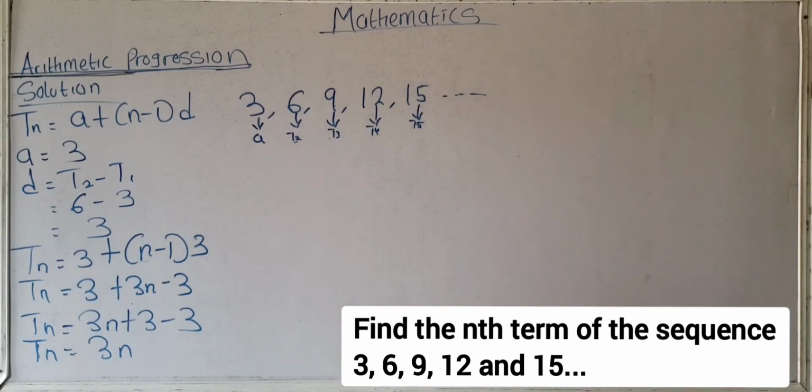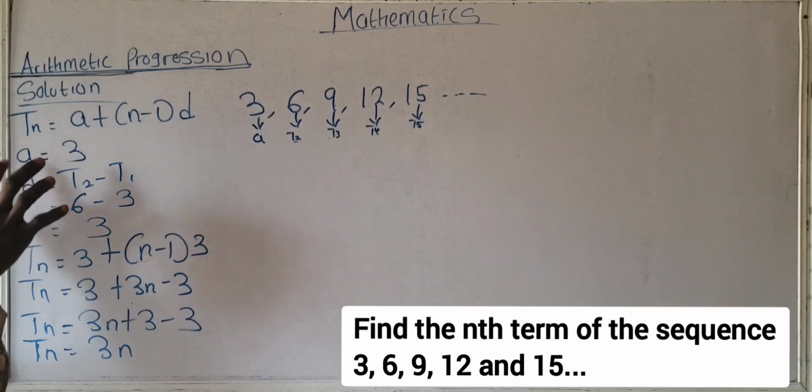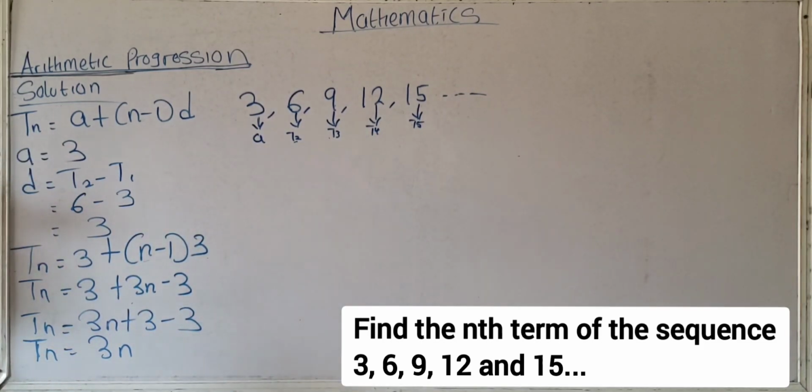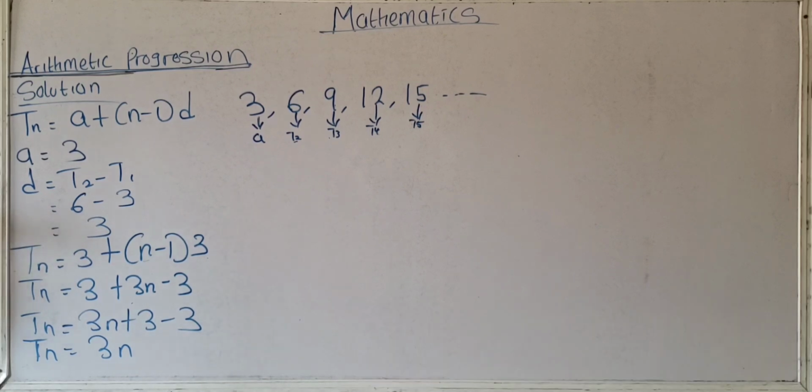Anytime you are asked to find the nth term of any sequence, the first step is that you have to first know your a. a is the first term. Then you find your common difference, which is the difference between two successive terms in the arithmetic sequence. Having known those two parameters, you remember the general formula for the nth term of all arithmetic progressions. Then you substitute the value of a and d into the formula to get the nth term of that specific sequence. So that is the solution to that question. Let's have another question.